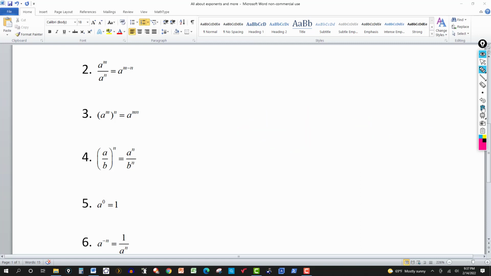The 5th one tells you that anytime you take a base to a 0 power, and this is with the condition that a cannot be 0, not going to work for 0, but any number, whether it's a positive number or a negative number, it works. Let's see why that works. Let's do it with numbers. Let's look at 2 to the 4th divided by 2 to the 4th. Well, it's the same number divided by the same number, so you know that this is 1.